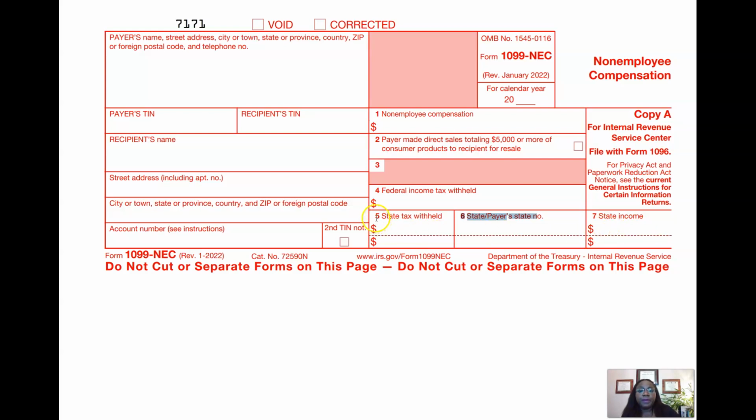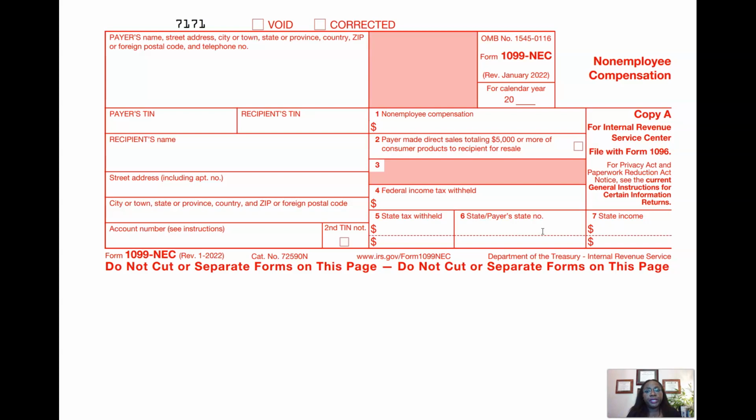So if you see here, box number 5, there's 2 lines. You could put the amount that you paid the first state there, and then the tax that was withheld to be paid to the first state would go there, and the second state would go there. Same for box number 6. You would identify the states. So if it's Georgia, you put GA, and then the state tax ID number. If it's New York, you'll put NY, and then this is the payer's tax ID number. So if you're issuing this form, this is your state tax ID number.